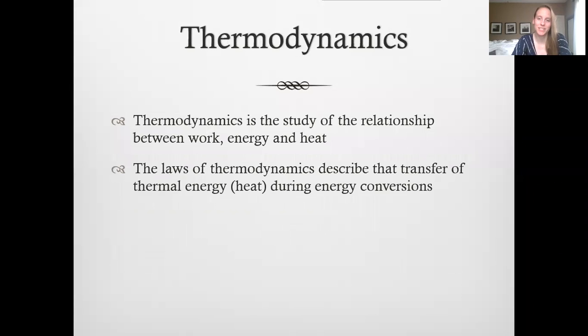So thermodynamics is the study of the relationship between work, energy, and heat. And the laws of thermodynamics just describe the transfer of thermal energy, which is heat, during different energy conversions. So for example, when you're converting work into energy or one type of energy into another, thermodynamics describes the transfers of heat that take place during those.